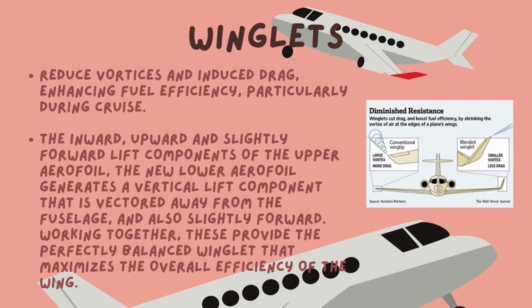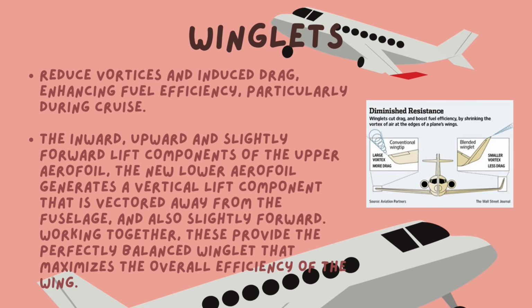The fifth part is winglets. Winglets are used to reduce vortices and induced drag, enhancing fuel efficiency, particularly during cruise. Like you can see in the picture, how winglets diminish the resistance. Winglets cut drag and boost fuel efficiency by shrinking the vortex of air at the edge of plane wings. The left box shows how a conventional wingtip produces a large vortex, so more drag. And the right box shows how a smaller vortex is produced when using the blended winglet, so less drag.